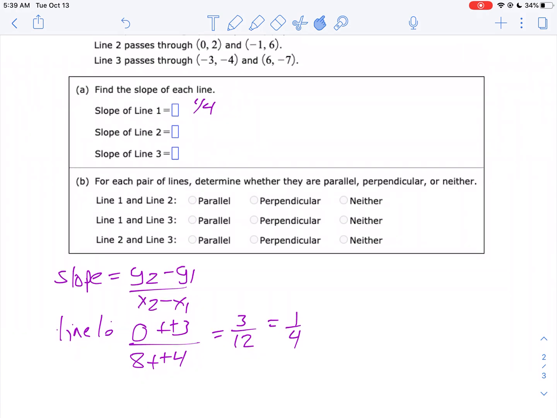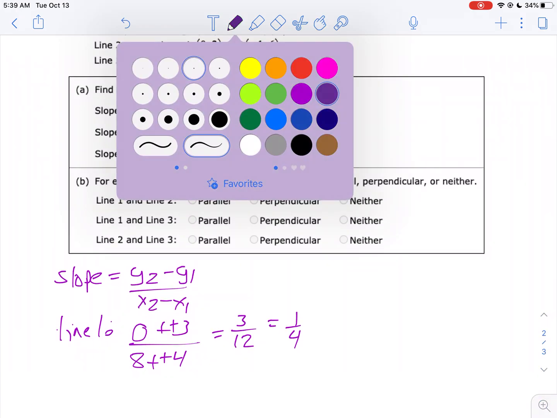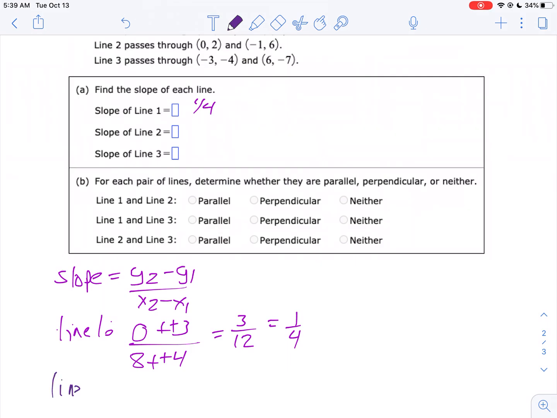Now let's take a look at line 2 here. Switch colors on us. So now we're going to say 6 minus 2 all over negative 1 minus 0. Well, 6 minus 2 is 4. Negative 1 minus 0 is negative 1. 4 divided by negative 1 is negative 4. Notice those two are opposite reciprocals of each other. So that makes, in part B, line 1 and 2 perpendicular.